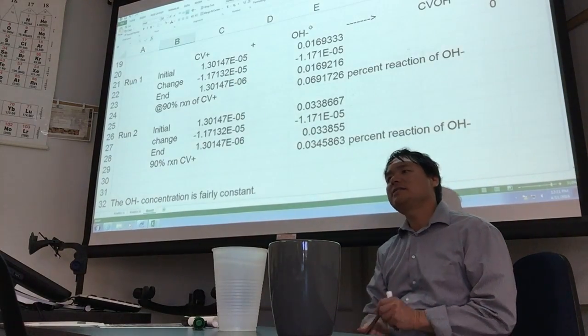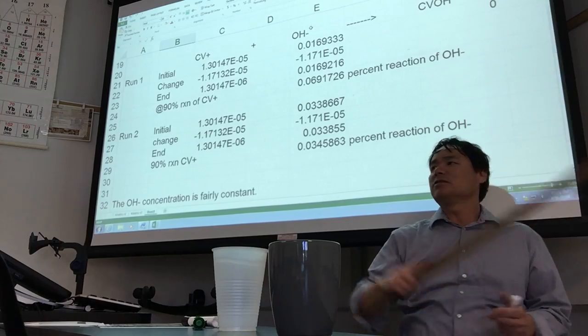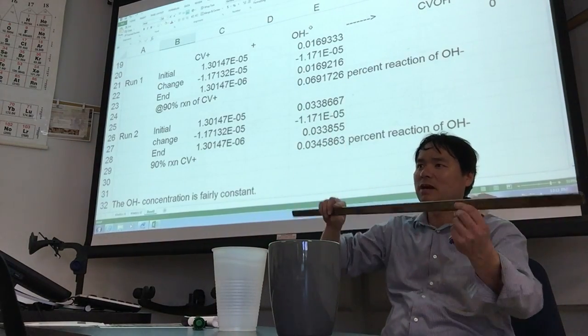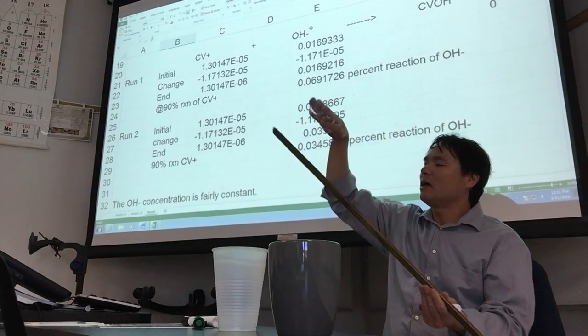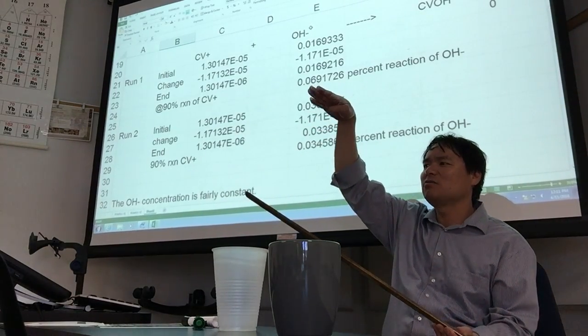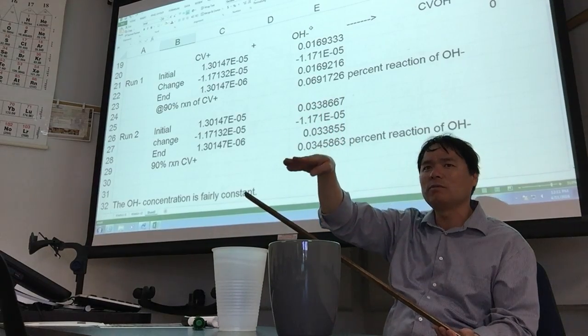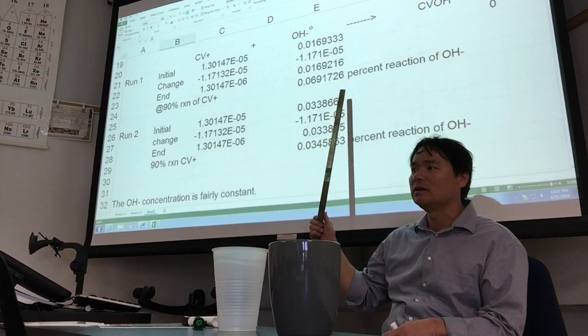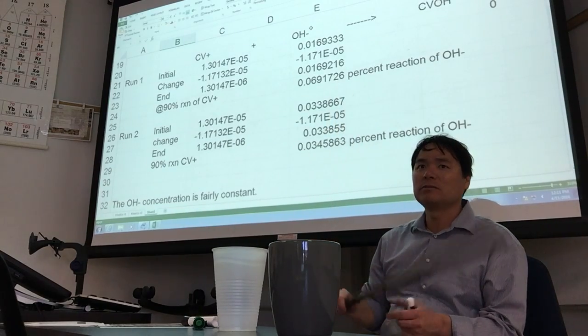And so what that means is this. As the crystal violet's being consumed, that's going to have an impact on the rate, right? During that whole time, the hydroxide barely changed. And therefore, the hydroxide was fairly constant throughout. It did change a tiny bit, but we're going to ignore that change, right? It's going to lead to an error, but we'll ignore it.